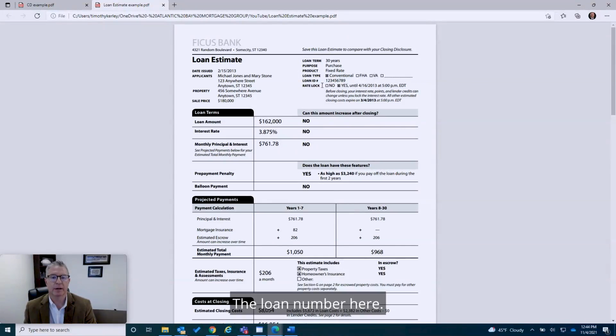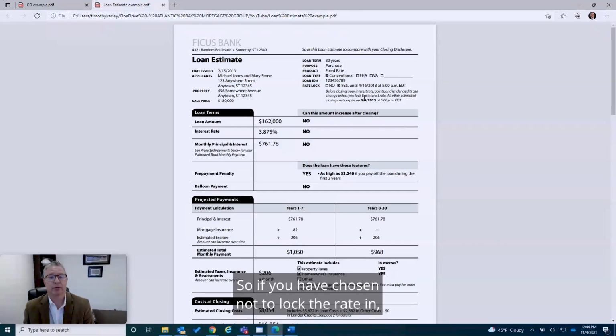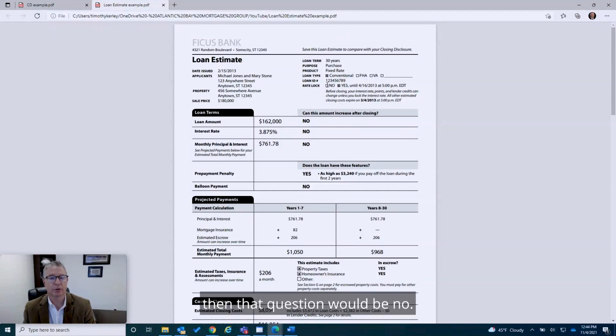The loan number is here. And this is really important too, is your rate lock. This tells you whether or not your rate has been locked in, and if so, how long it has been locked in for. If you have chosen not to lock the rate in, then that question would be no. But if the rate is locked in, it's going to have that checked there.